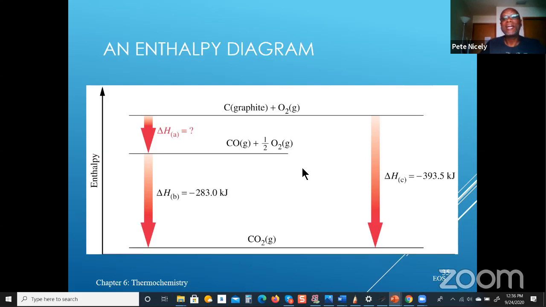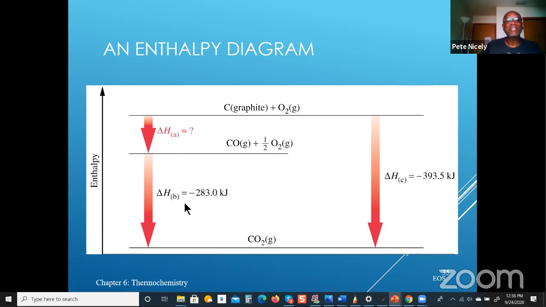So therefore, what you can do in order to find delta HA, which is, by the way, very difficult to find out, because the reason why it's difficult to get delta HA is that when the carbon reacts with half a molar equivalent of oxygen, it is very difficult to prevent it from reacting with another half molar equivalent of oxygen. So let's say we are asked to determine delta HA.